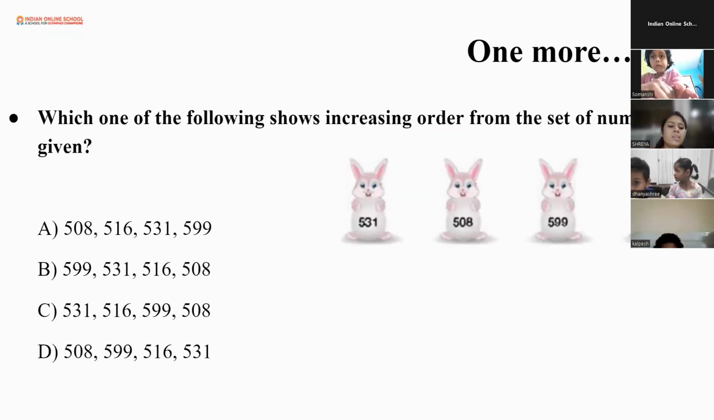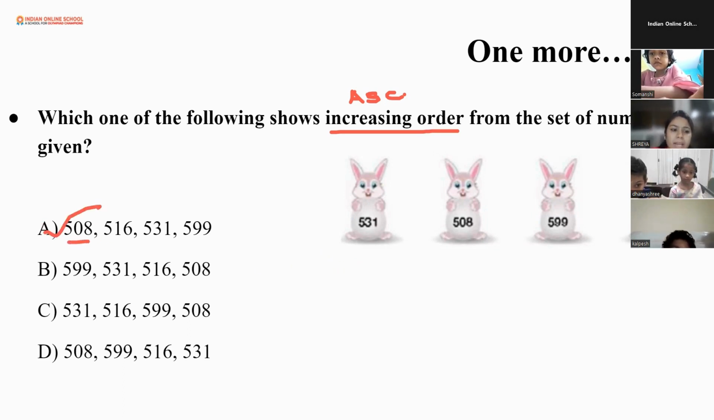Next, Kalpesh. There are rabbits holding some numbers, as you can see. You need to arrange the given set in increasing order. Increasing order means? Small to big. That means ascending order. Correct. So what would be the ascending order for these numbers? A is the correct answer.